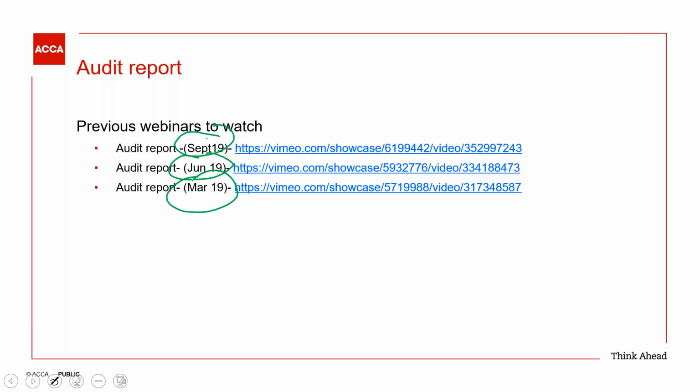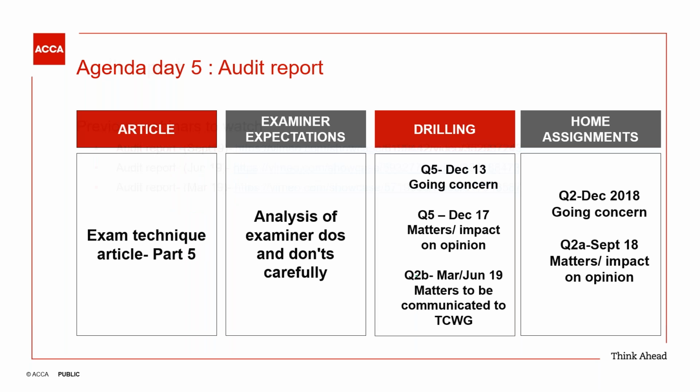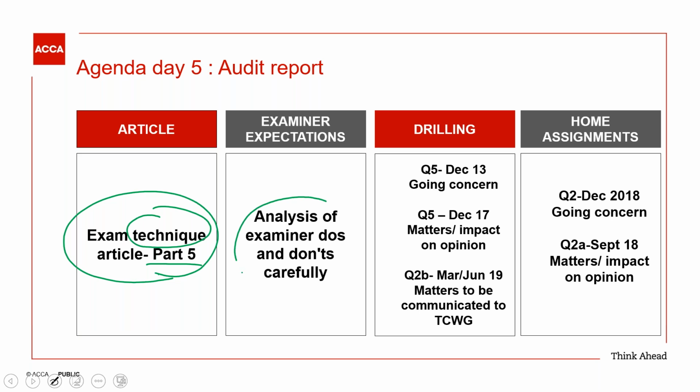Now, what's the agenda today? The agenda today is the exam technique article part 5, and many hidden agenda items which will come during the course of the next 3 hours. There is one recommendable article, the exam technique article part 5, which is about audit report. Then, during the session today, we will be doing analysis of the examiner's do's and don'ts.